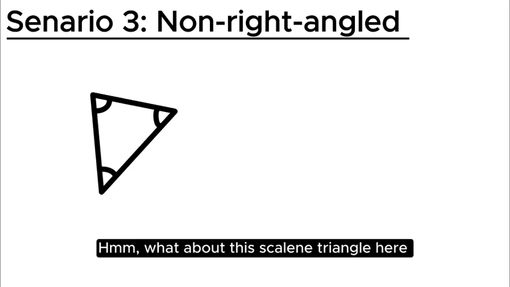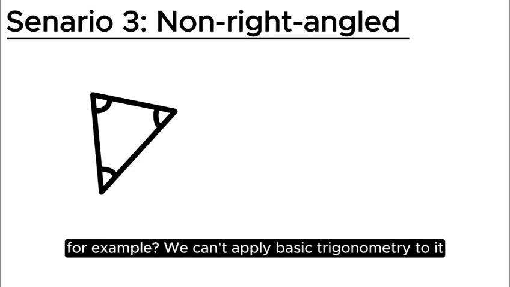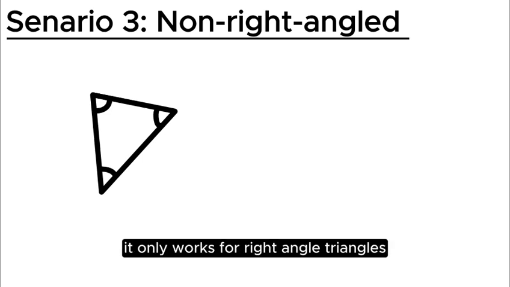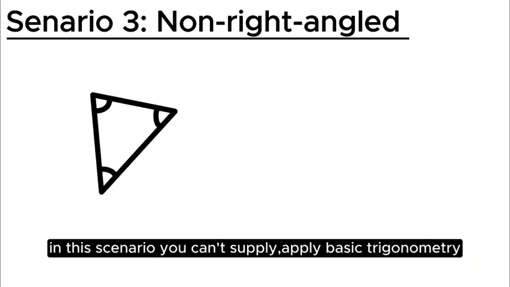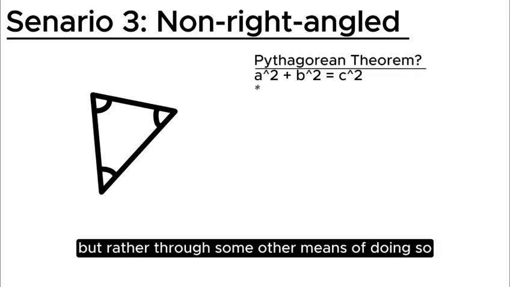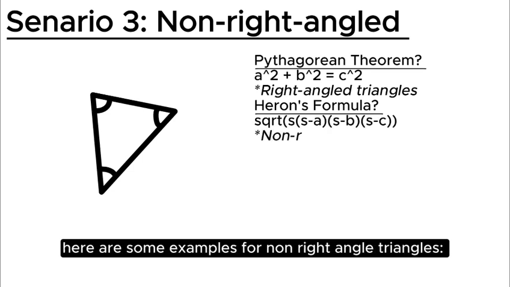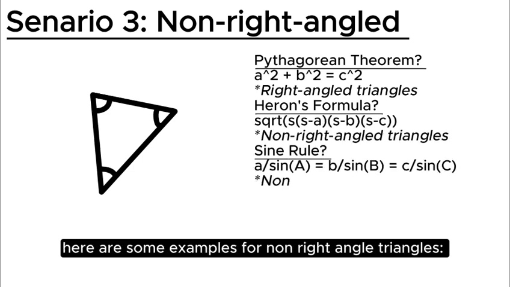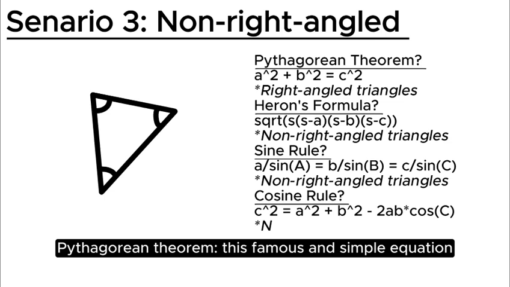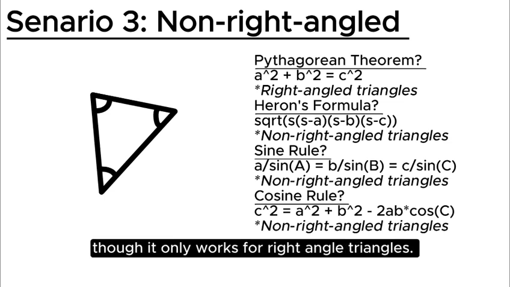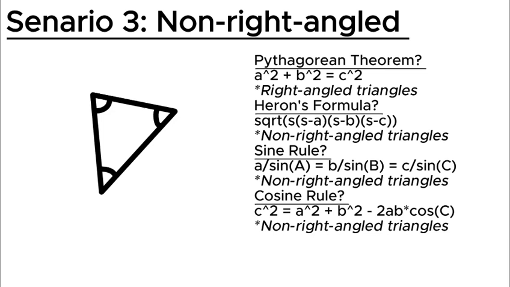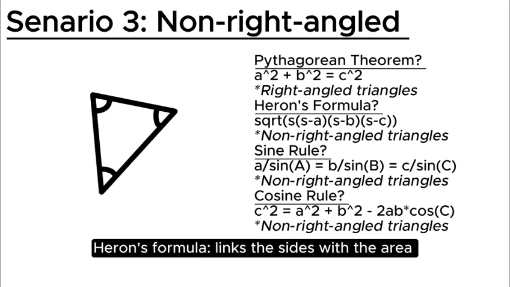What about this scalene triangle here, for example? We can't apply basic trigonometry to it. It only works for right-angle triangles. In this scenario, you can't apply basic trigonometry, but rather use some other means. Here are some examples for non-right-angle triangles. Pythagorean theorem. This famous and simple equation links the sides together, though it only works for right-angle triangles, but still very handy. Heron's formula links the sides with the area.